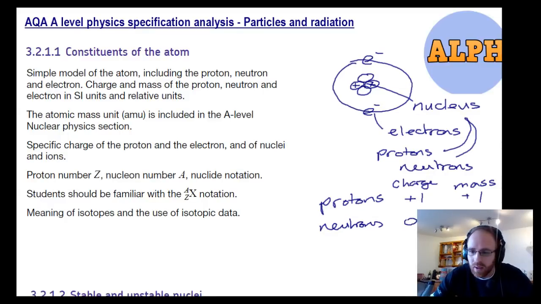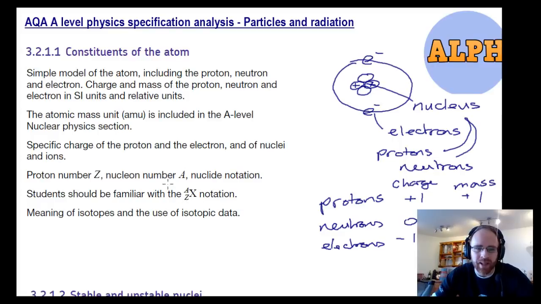So neutrons have a charge of 0 and a mass of +1, and then electrons have a charge of -1 and the mass is about 1/2000, and we'll stick with that for now. So all of these masses are relative to the mass of a proton.